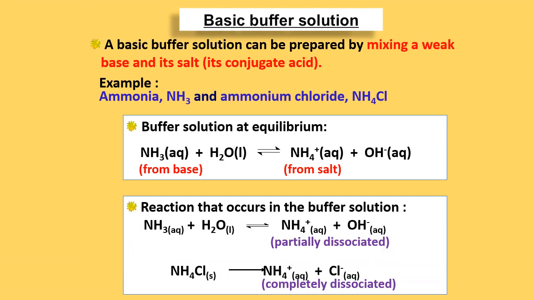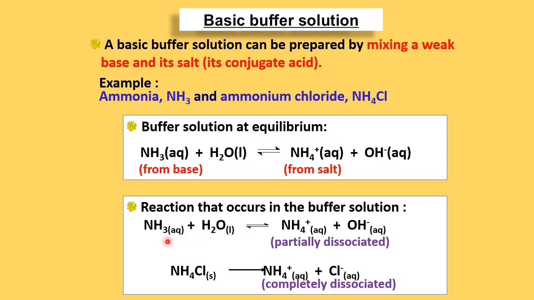Okay, the basic buffer solution, the concept is still the same. You have to explain that it is a mixture of a weak base and its conjugate acid, meaning the salt. So in this case, we're using ammonia and ammonium chloride. Again, this equation is the buffer solution at equilibrium. This is very important. The shifting of the reaction is based on the buffer solution at equilibrium, based on this equilibrium equation. When ammonia decreases, what happened? The position shifts to the left. When ammonium decreases, the position shifts to the right.